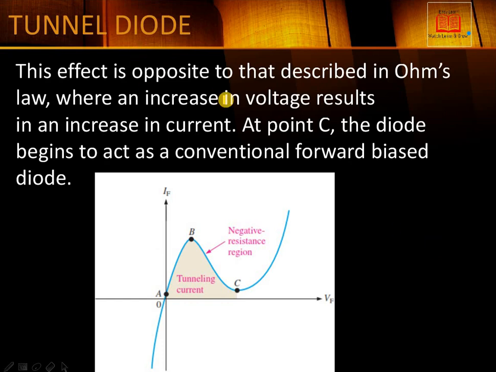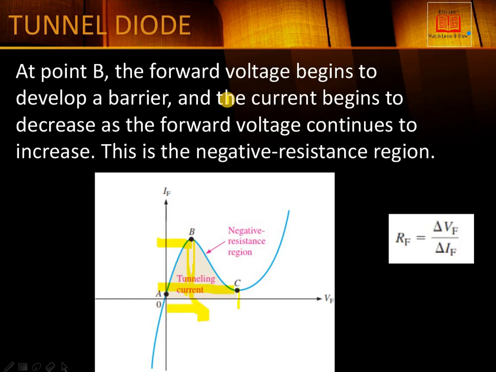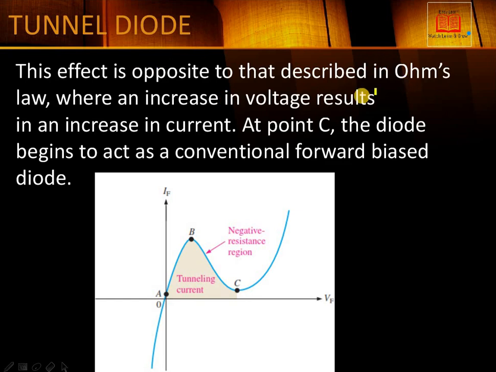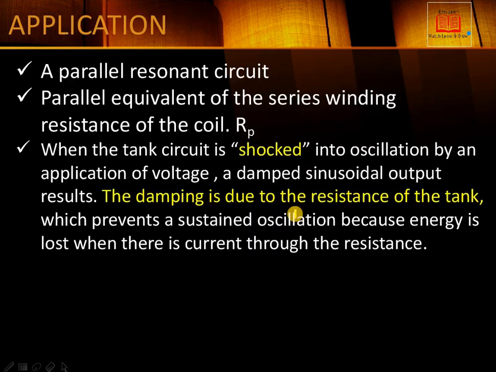The effect is opposite to that described in Ohm's law, where an increase in voltage results in an increase in the current. Definitely this is an opposite effect. We had already discussed that an increase in voltage gives a decrease in the current. At point C, the diode begins to act as a conventional forward bias diode. After this point C, the diode will start to behave like a normal diode.